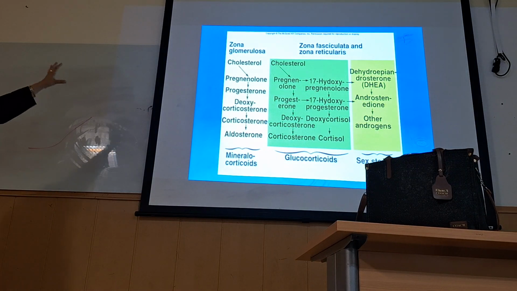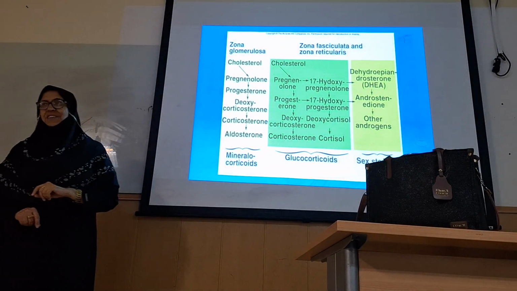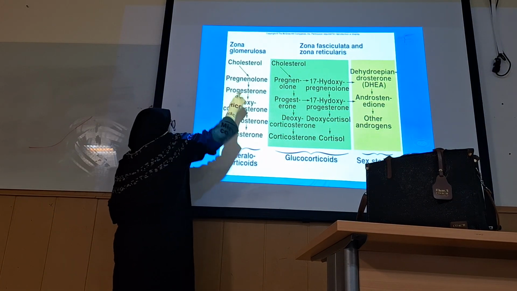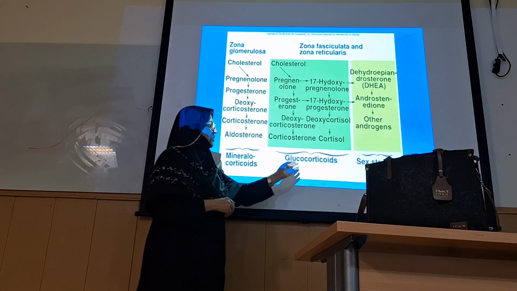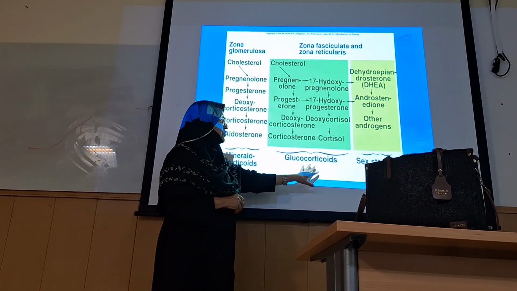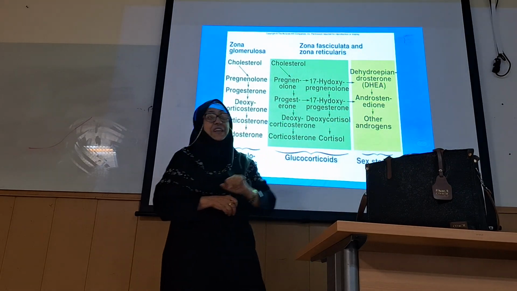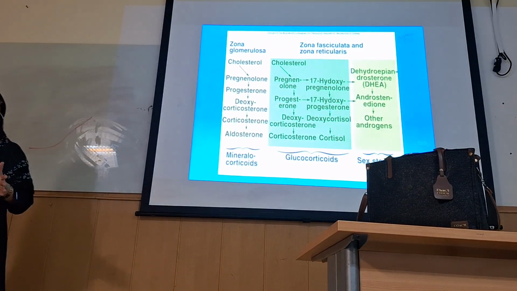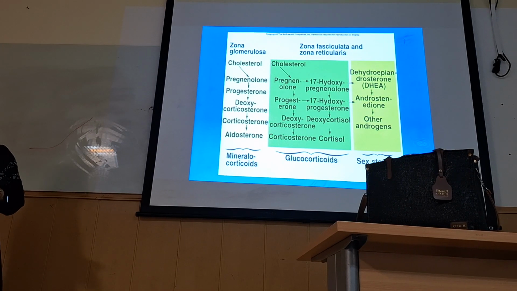The origin of these hormones is cholesterol. Okay? When we need mineralocorticoids, cholesterol converts to mineralocorticoid. When we need glucocorticoids, cholesterol converts to glucocorticoid. When we need sex steroids, cholesterol converts to sex steroids. Therefore, the origin or source of these hormones is cholesterol.